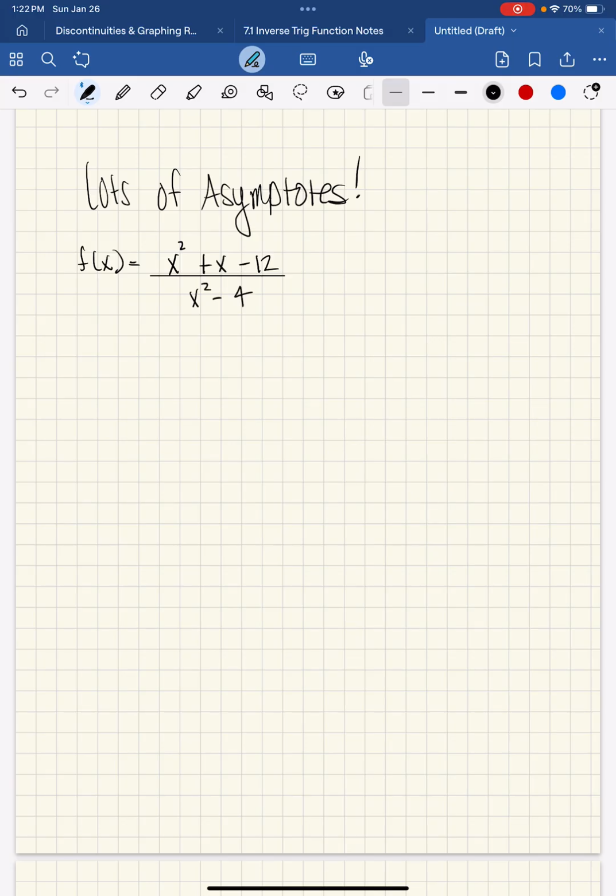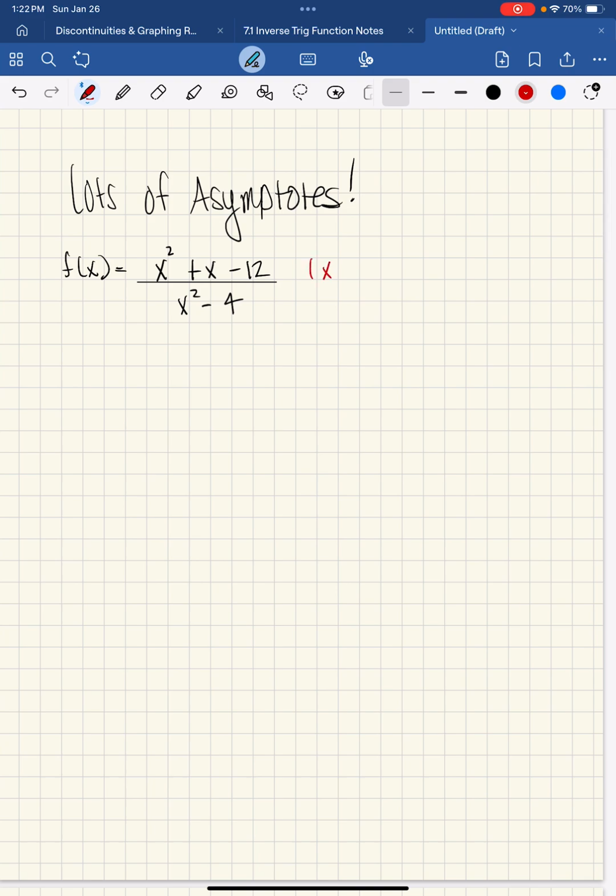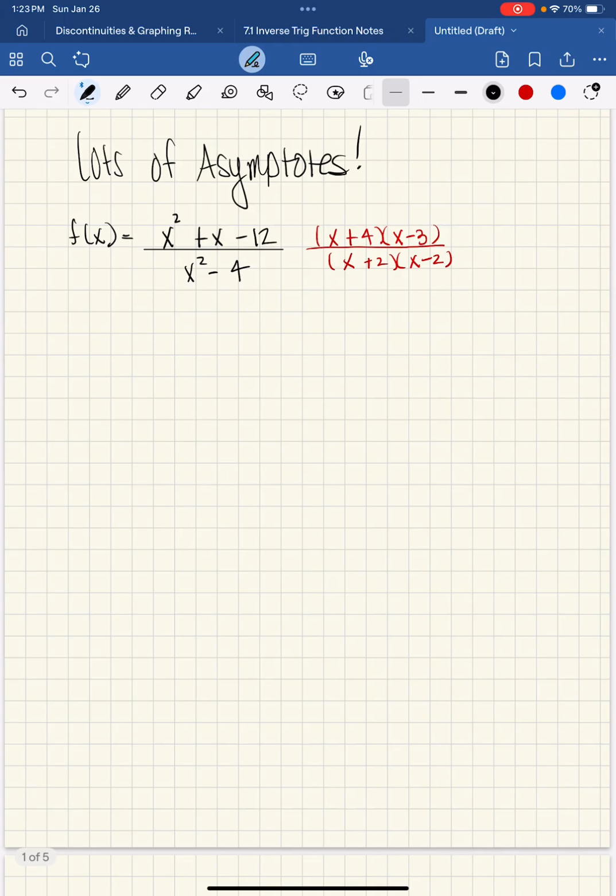Okay, so my suggestion is always to factor first, and then maybe we can reduce. And you can find the y-intercept. You can find all the y information right from the beginning, or you can wait till you factor and reduce. Personally, I think it's a lot easier just to do everything from the factored and reduced equation. So when you factor this, you get x plus 4 times x minus 3 over x plus 2 times x minus 2. And nothing reduces, therefore there is no hole.